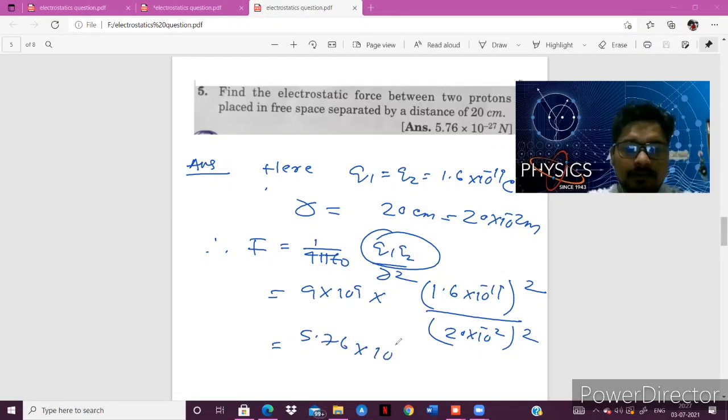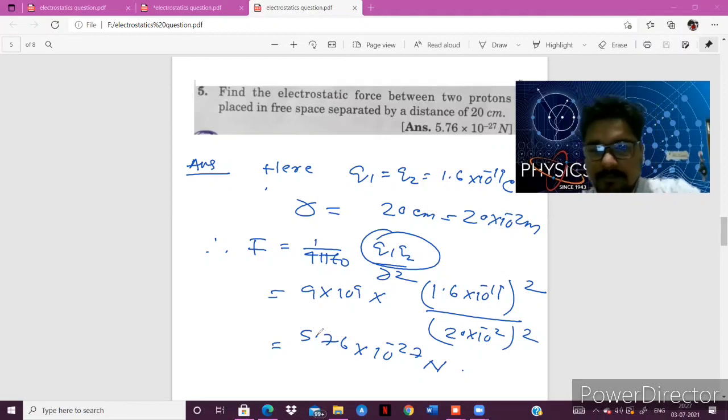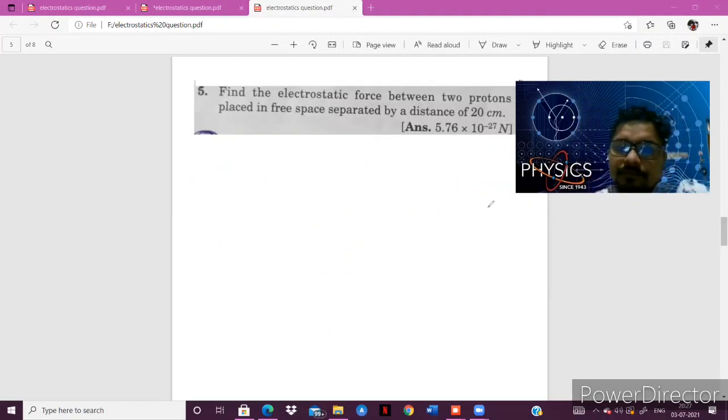Solving it, the final value is 5.76 into 10 to the power minus 27. The unit is Newton. So this is the very simple answer.